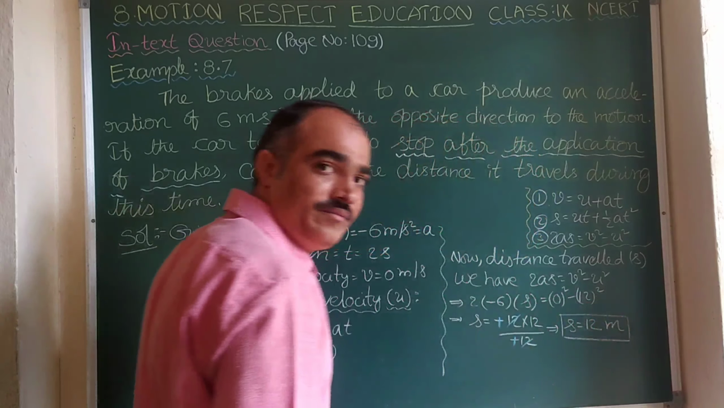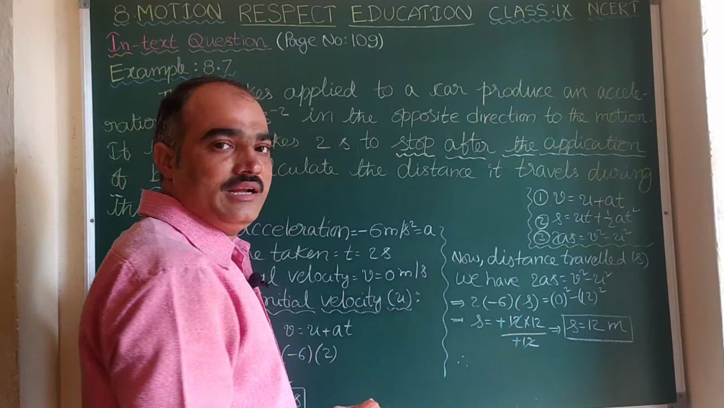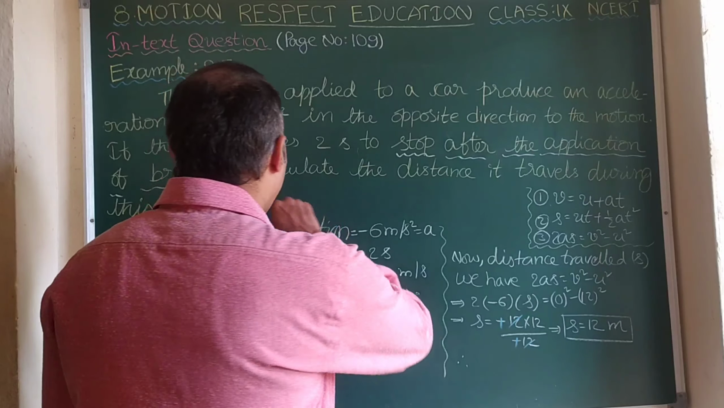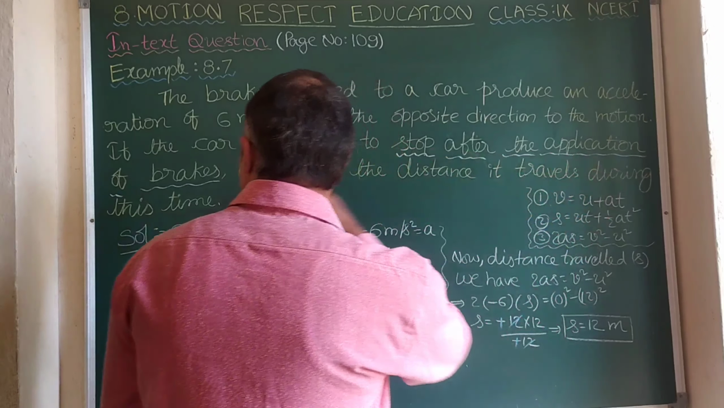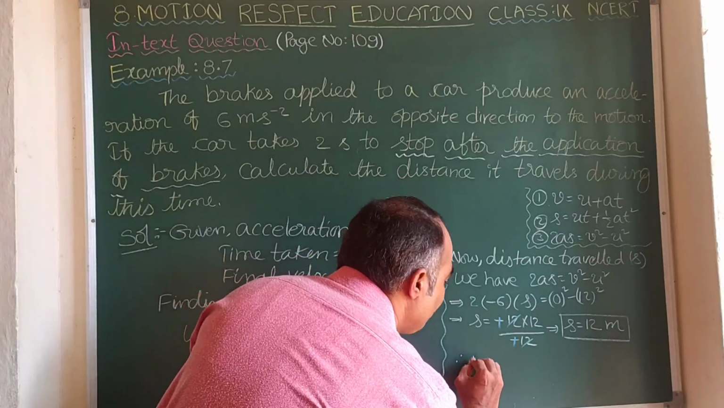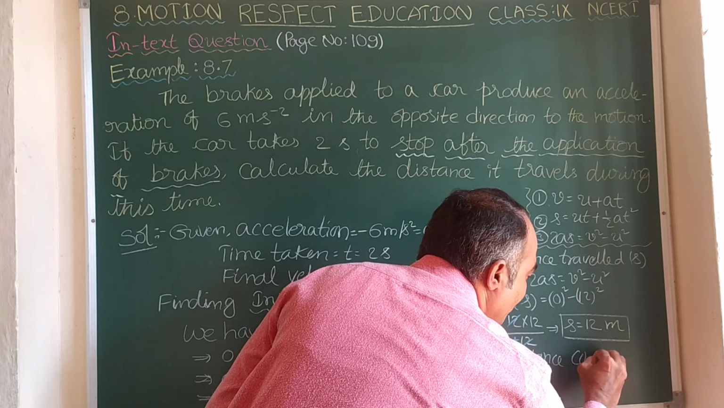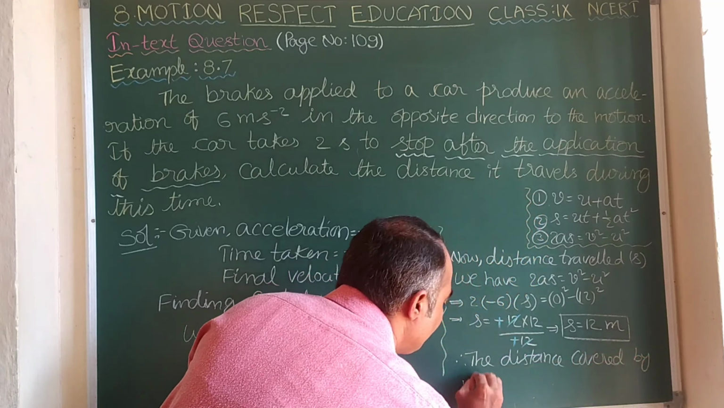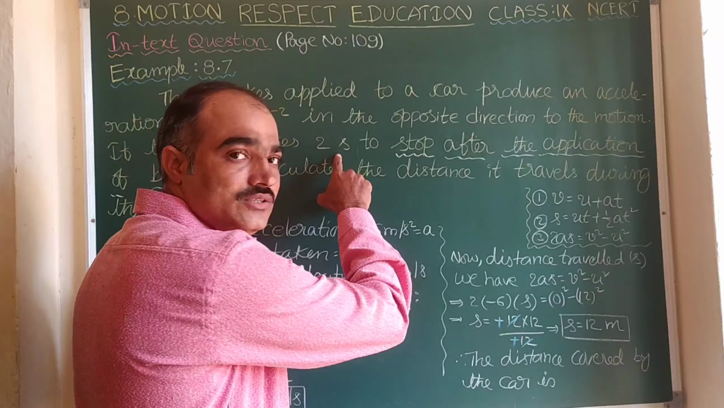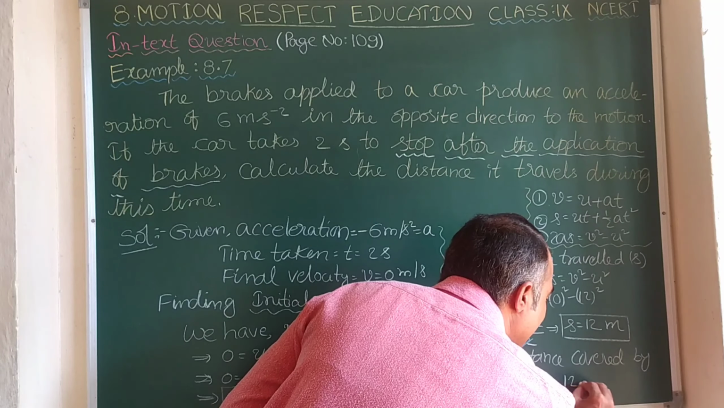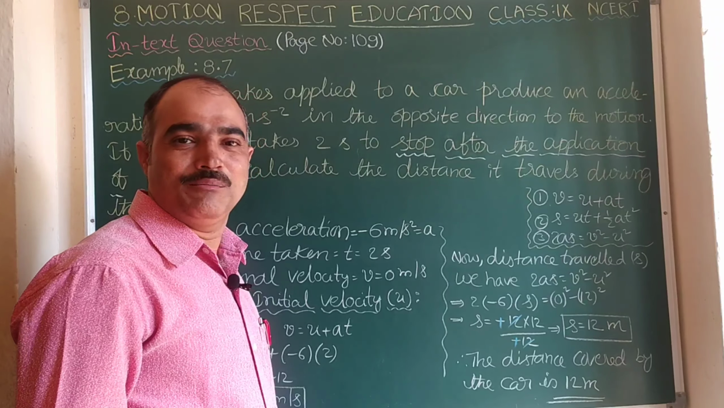Let us write the conclusion. Conclusion is very easy, simply copying the question, not the complete question, after 'calculate'. What can be copied? The distance covered during this time. Therefore, the distance covered by the car is, within these 2 seconds, it covered 12 meters. With this, example 8.7 gets completed.